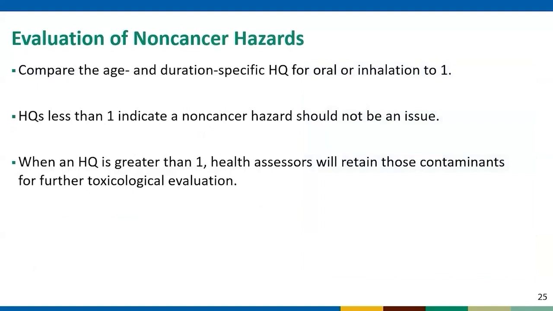So now you have the HQ and cancer risk derived for you, but what do you do with them? That's the next part of the process. For non-cancer, you compare the age and duration specific HQs for both oral and inhalation exposure to 1. HQs lower than 1 indicate a non-cancer hazard should not be an issue for exposure to that contaminant for that duration of exposure. If an HQ is greater than 1, health assessors will retain the contaminant for further toxicological evaluation.